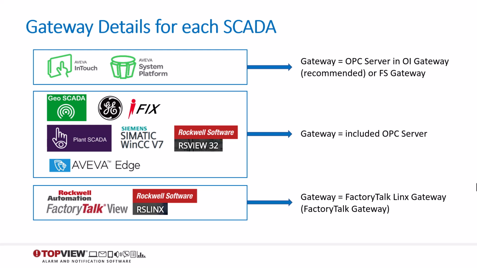We recommend installing TopView on the same machine as the gateway. This will reduce connection issues between TopView and the OPC server. If you're comfortable with the configuration of remote OPC connections, TopView and the gateway can exist on separate machines.